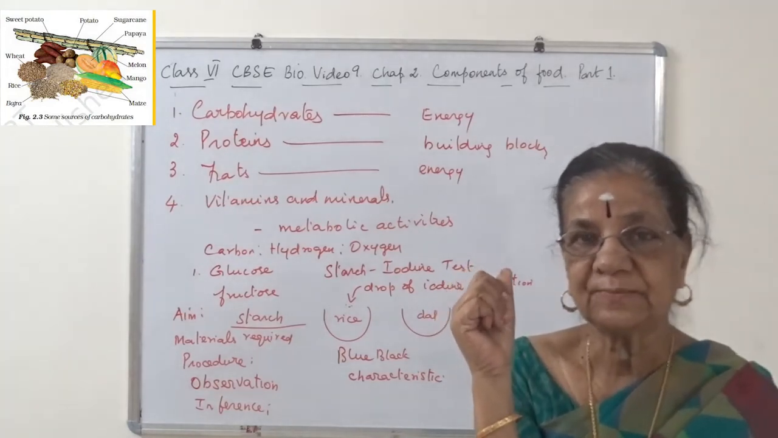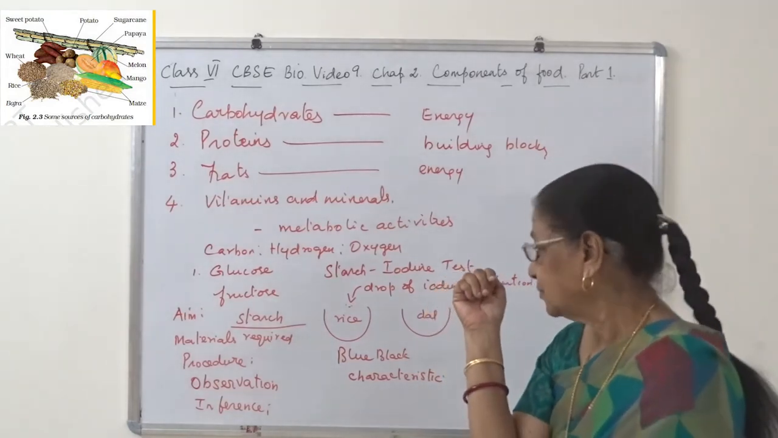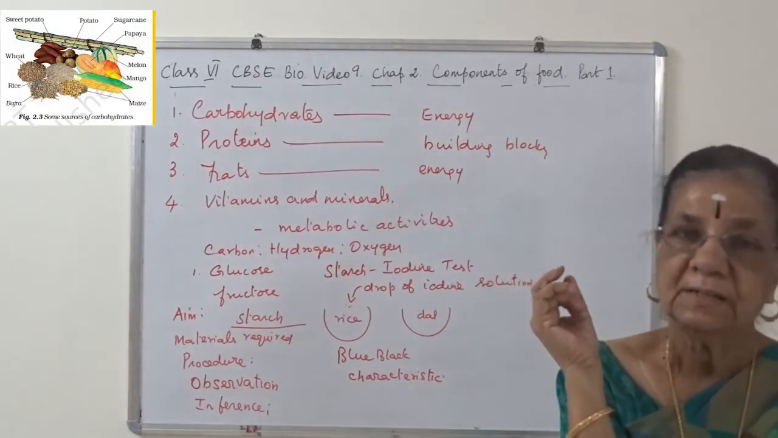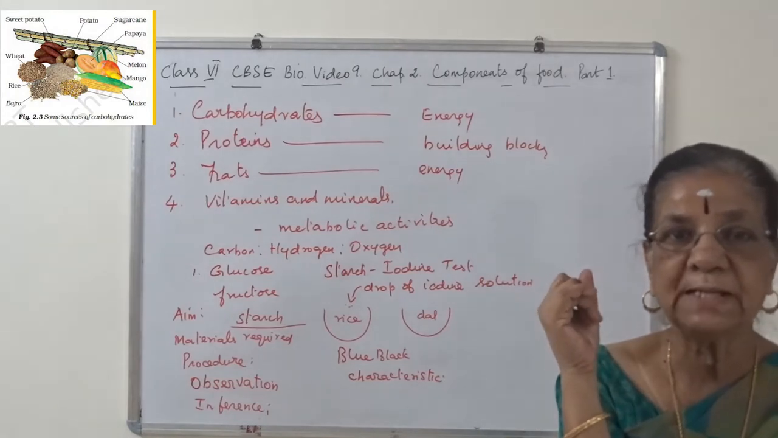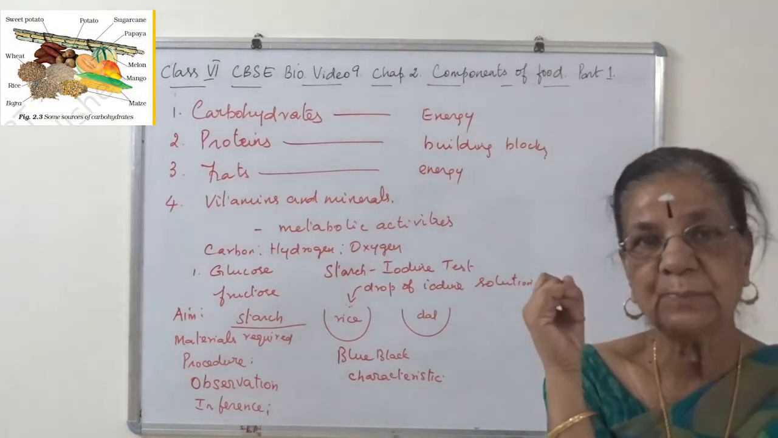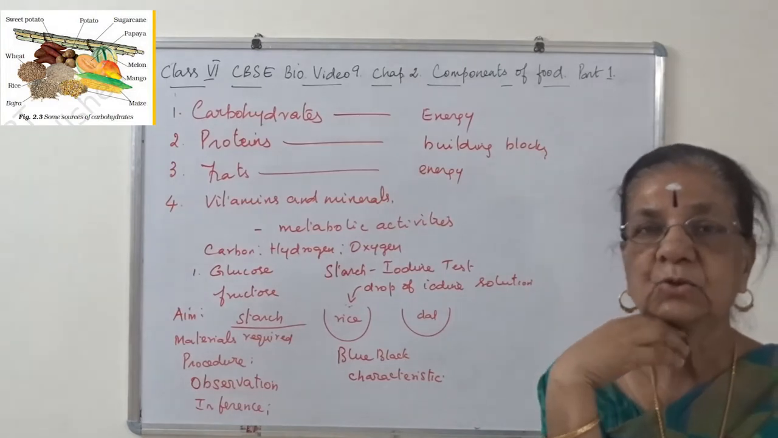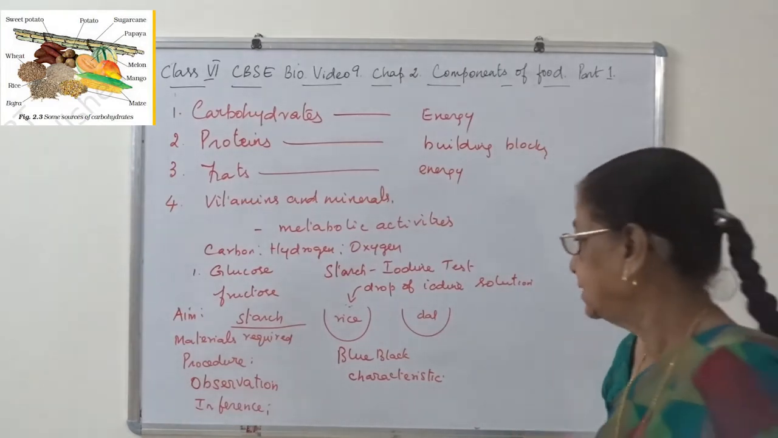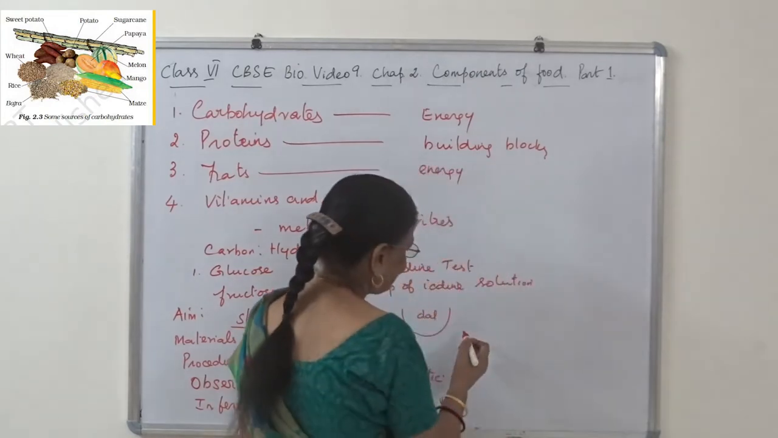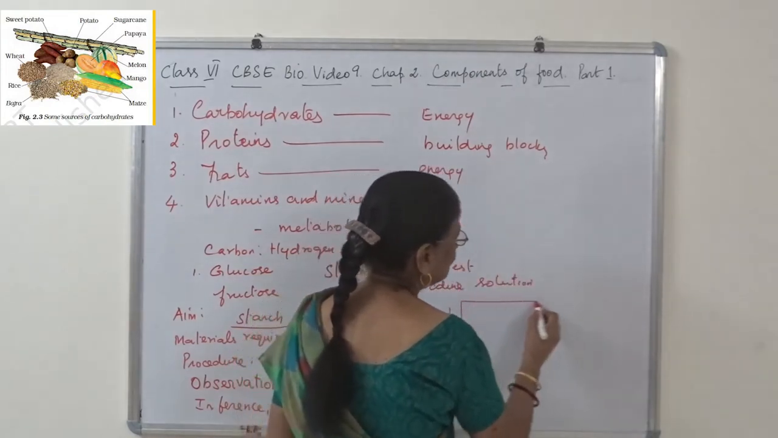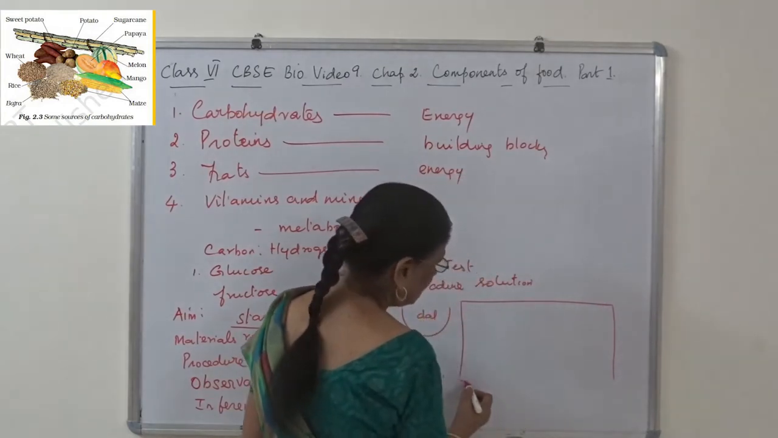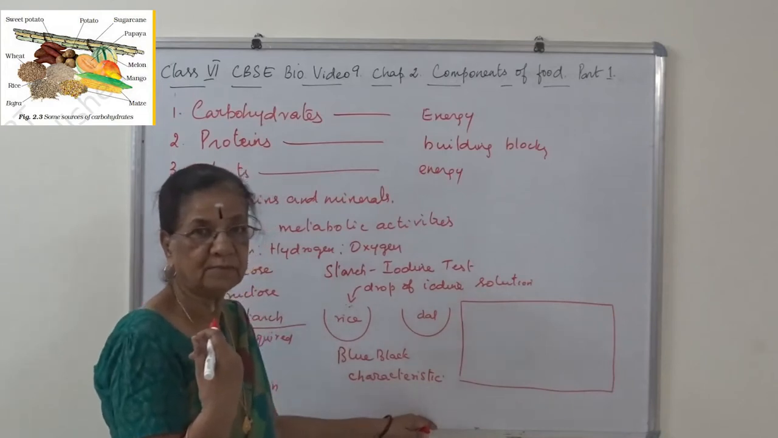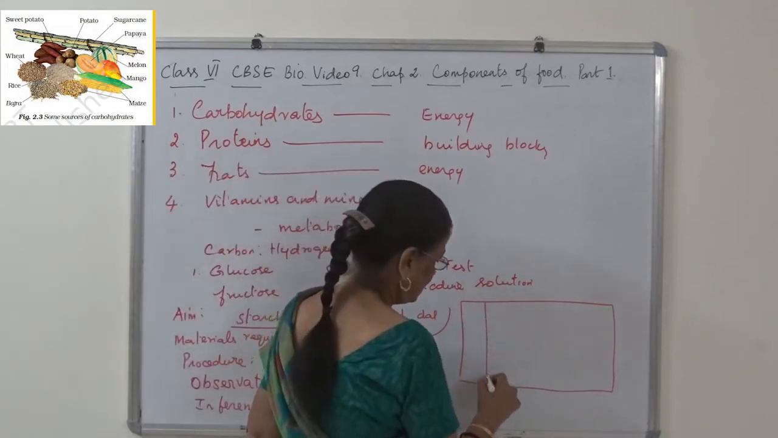I hope you understand. So we say the observation: in the given food sample A, rice, it turns blue-black in color, and in food sample B, dal, there is no characteristic change. I hope you understand. And then you have to give a table on the opposite side of the observation page. Okay, do it like this.